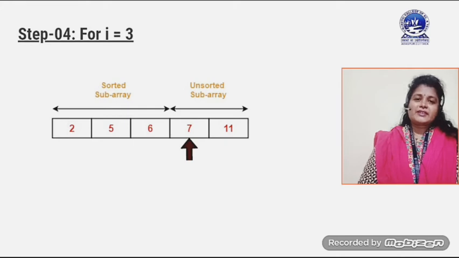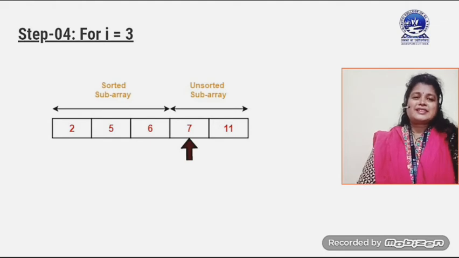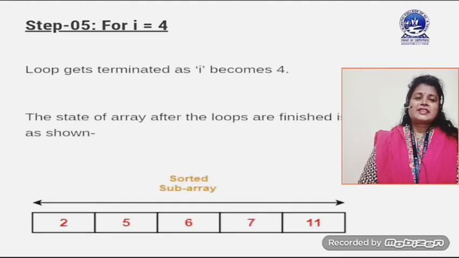Now we will take 7 and compare with the other element. Which other element? Here only 11 is left, and we got that 7 is in its proper place, so no more swapping is required. Now in the next step we will take 11 and we got that it is also in its proper place. No more swapping or comparison is required, and the loop will be terminated as i becomes 4. In this way we got our final output, which is 2, 5, 6, 7 and 11.